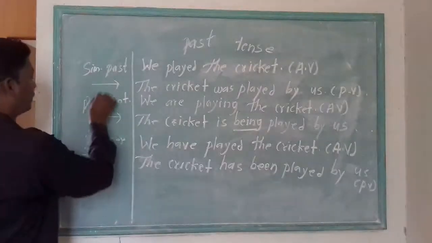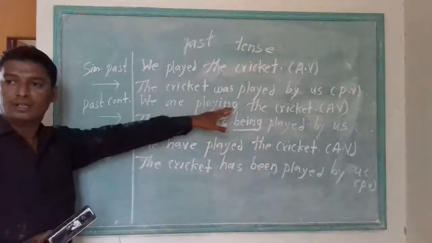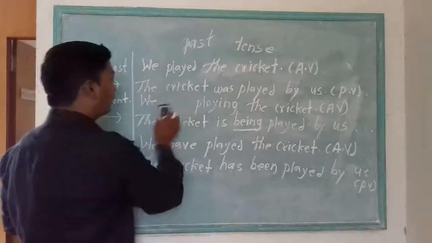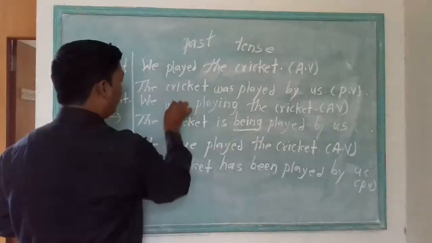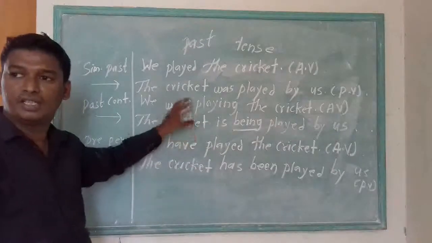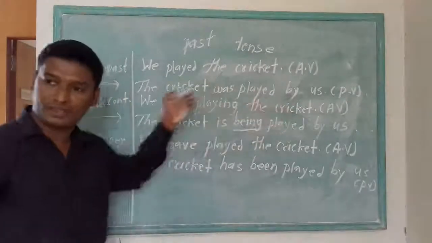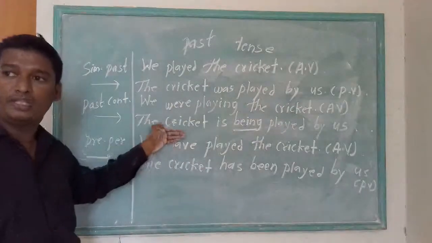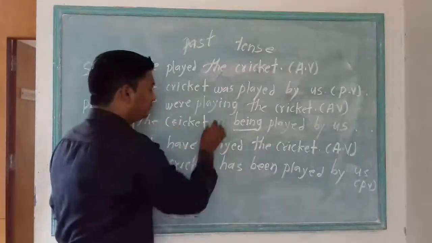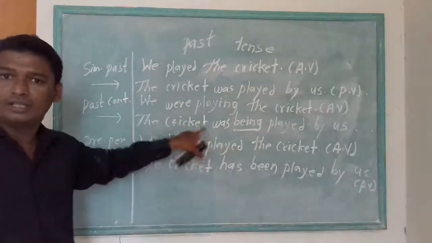Now next, past continuous. Change it into past continuous. I am changing the same sentence into past continuous. We were playing the cricket. It is past continuous. How to convert it into passive? First take the object, the cricket, then the proper auxiliary. It is singular, so take was. It is in continuous tense.